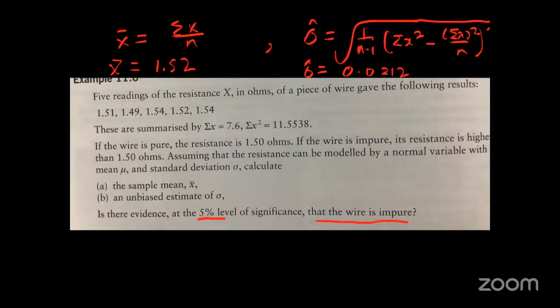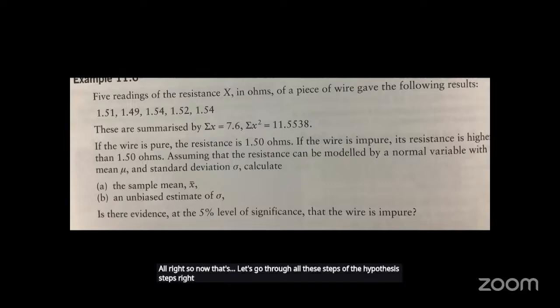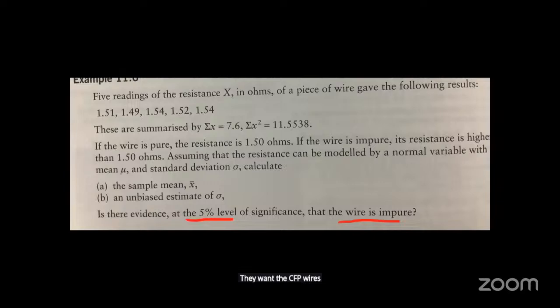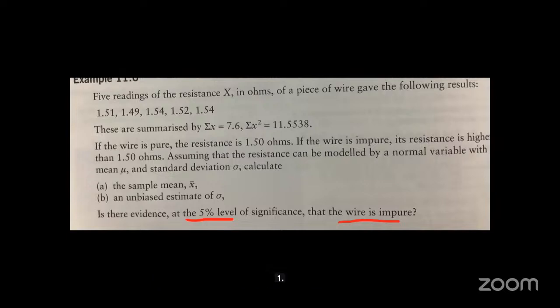All right. So now let's go through all the steps of the hypothesis test. Remember it's a 5% level. You want to see if the wire is impure. So let's give it a little read first. If the wire is pure, the resistance is 1.5 ohms. Underline that. If the wire is impure, it is higher, so that's a big hint there. Assuming that the resistance can be modeled by a normal variable with mean mu and standard deviation sigma, find those things.